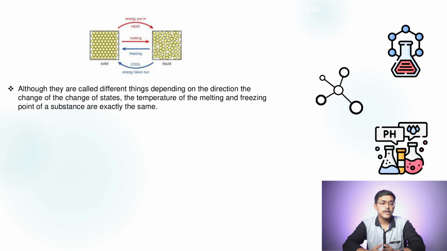The diagram here summarizes the two processes that have been discussed. Although they are called different things depending on the direction of the change of states, the temperature of the melting point and the freezing point of a substance are exactly the same.